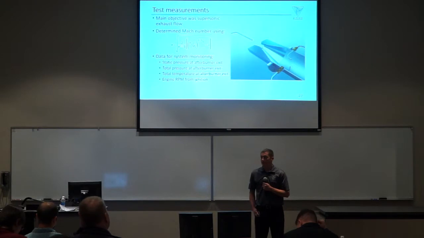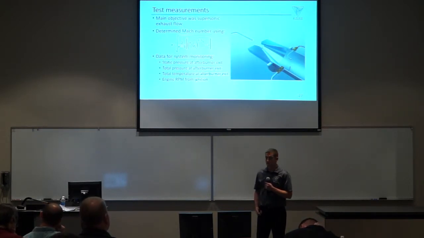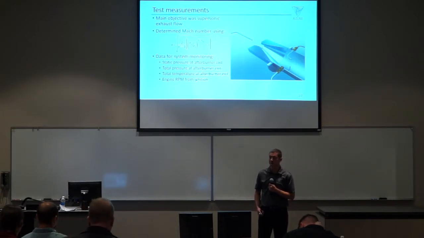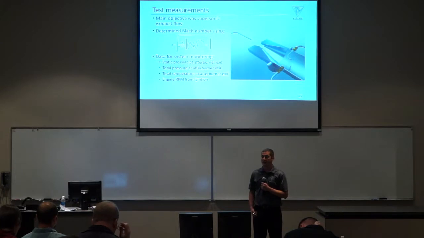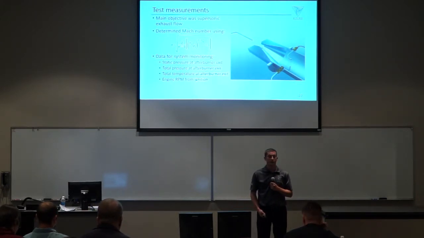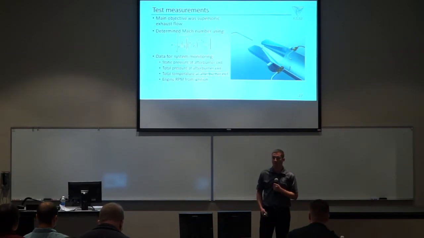So the main objective of the data acquisition system was to measure the Mach number of the exhaust flow of the rig. This was done using a pitot-static tube that was positioned just after the nozzle exit. The total pressure and the static pressure that was measured through this pitot-static tube were used in the equation shown to determine the Mach number.